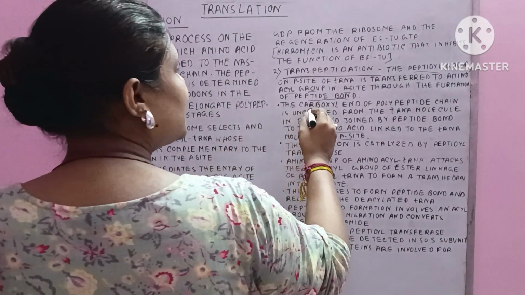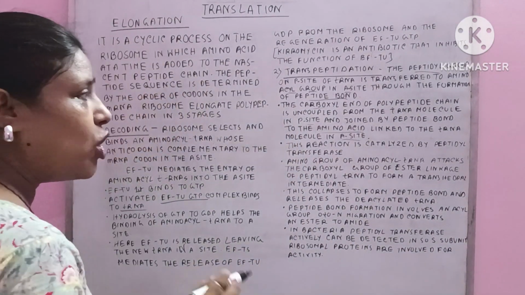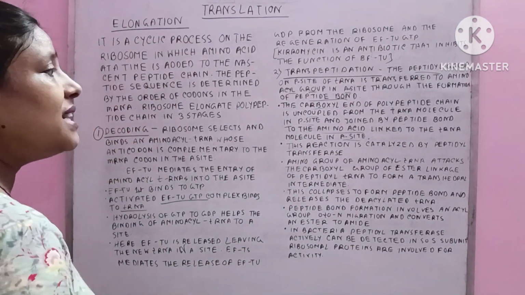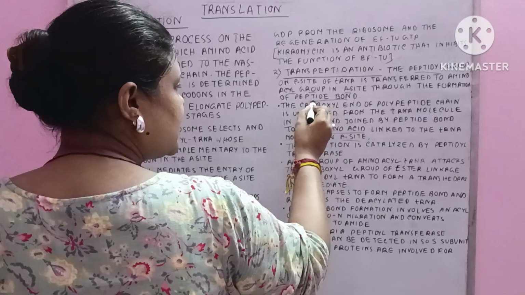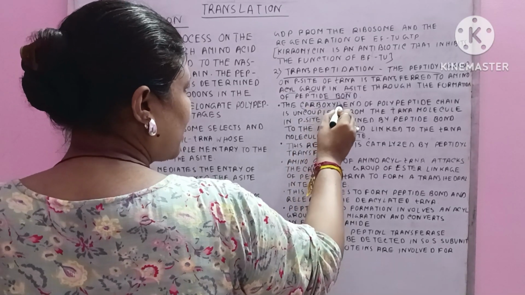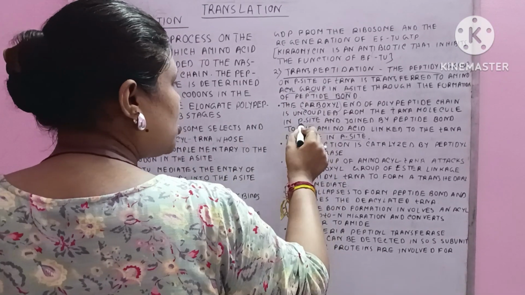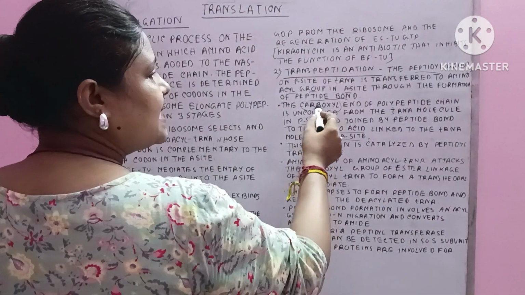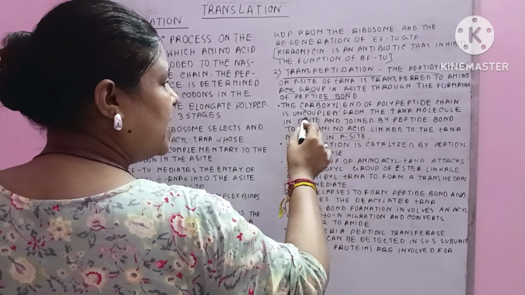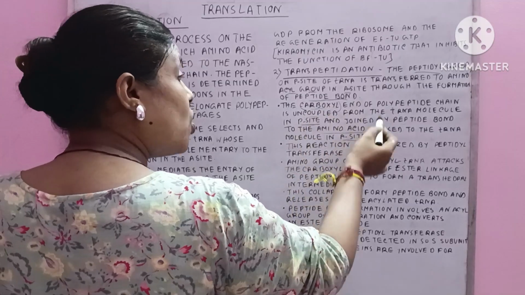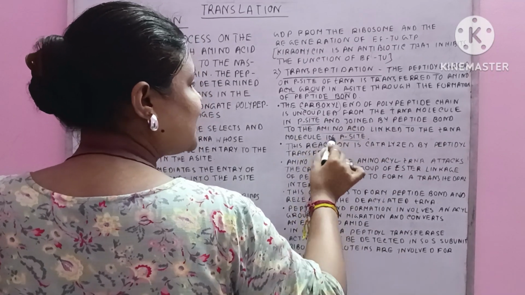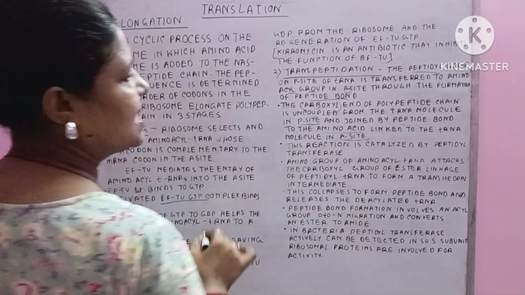The carboxyl end of the polypeptide chain is uncoupled from the tRNA molecule, and this carboxyl end group, or carboxyl group, is present on the P site. So what is happening here? It is uncoupled in the P site and then joined by the peptide bond with the amino acid that is present in the A site.